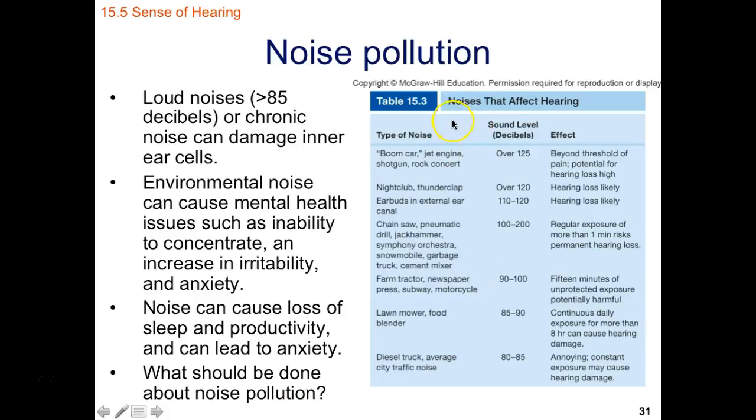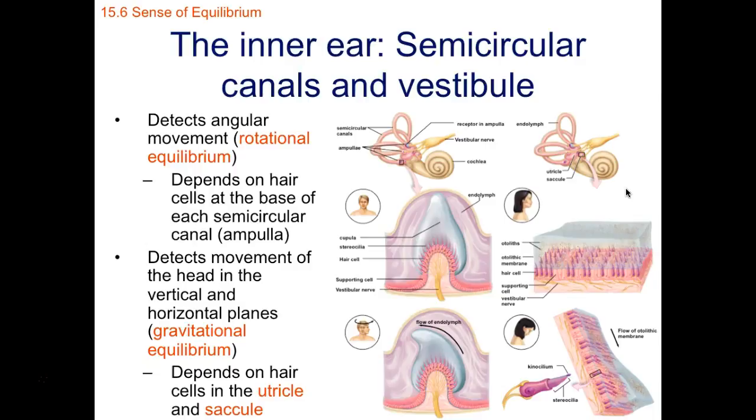And table 15.3 in your book gives you some noises that are going to affect hearing. So they're all listed here. I won't go through them, but it gives you examples of the sound levels that can be sensed when you're in these situations, and then the effect of that. So for example, when you're in a nightclub or you hear a thunderclap, you have hearing loss that is likely. So sometimes, like I said, when you go to a loud concert or you're at a nightclub and they have that loud booming music, the next day or when you leave that club, you might even hear a muffliness within your ear, and that's because those ear hairs are a little bit damaged.